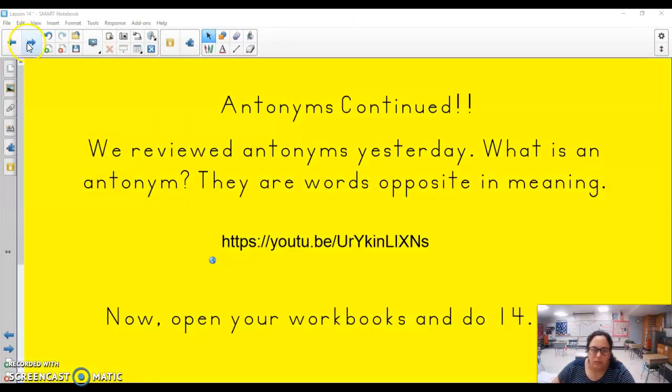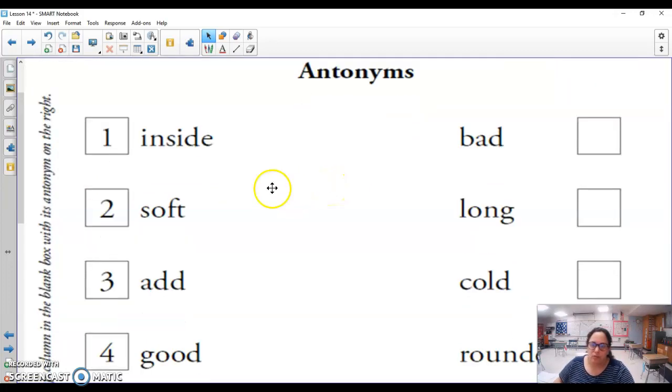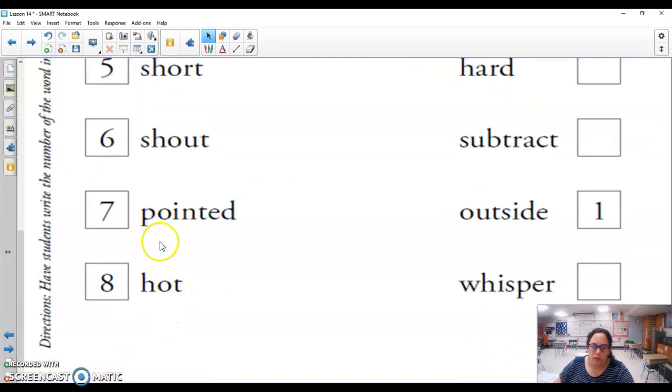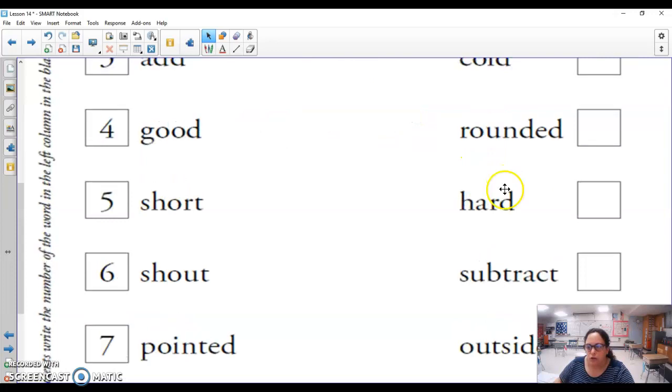Okay, so now you need your workbook page 14.1. So please go pause the video and grab your worksheet 14.1 and a pencil. All right, so this is what you have to do. Over here, they're giving you words. And you see how these words have a number next to them? So what you're going to do is over here is the antonym for each word. So they did the first one for you.